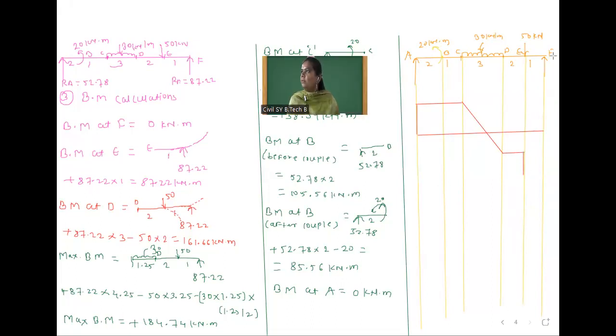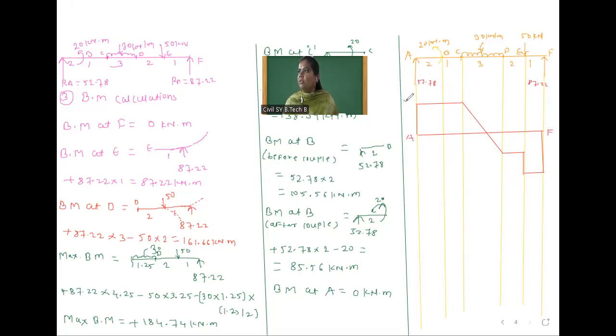After that, E to F, no force, so it will again be constant. And at F, shear force is 0, so the diagram will be closed. So this is the shear force diagram. We will write values here. So here RA is 52.78 and 87.22. This is A point and this is F point.